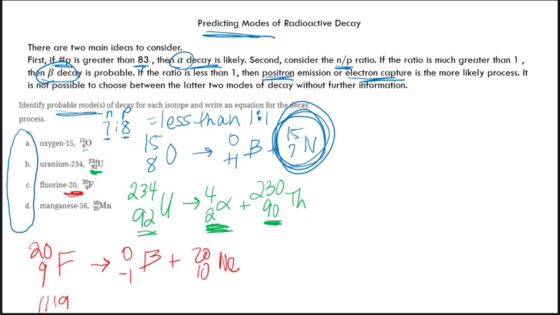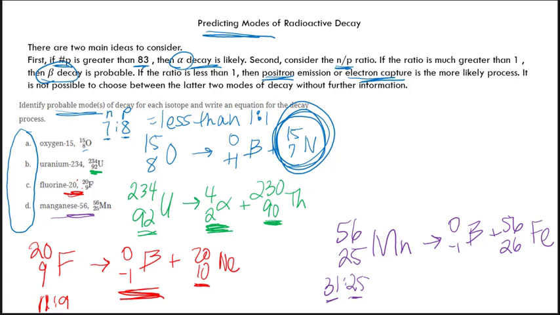Fluorine 20, so if it has a mass of 20, 20 minus 9 gives me a neutron count of 11. So 11 neutrons to 9 protons. That's a high neutron to proton ratio. So beta emission is most likely, leaving me with neon 20, which is a much more 1-to-1 neutron to proton ratio. This manganese 56 isotope, it's suggested that it's radioactive because it has a high neutron to proton ratio. So beta decay is most likely for this mode of decay, which would give me iron 56.